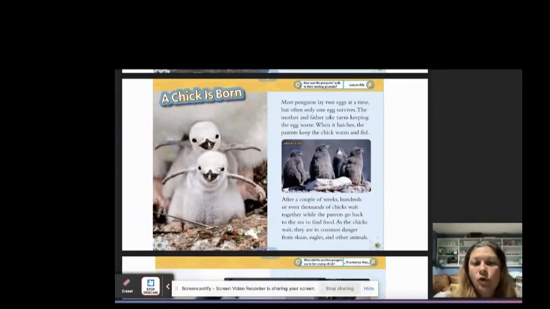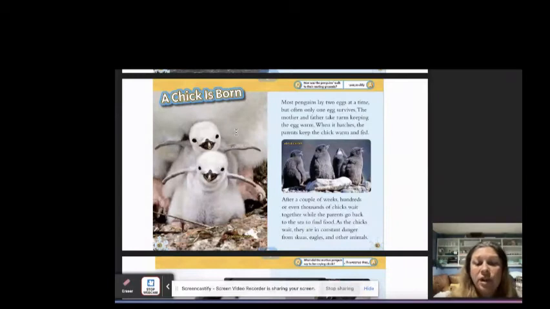A chick is born. Most penguins lay 2 eggs at a time, but often only 1 egg survives. The mother and father take turns keeping the egg warm. When it hatches, the parents keep the chick warm and fed. After a couple of weeks, hundreds or even thousands of chicks wait together while the parents go back to sea to find food. As the chicks wait, they are in constant danger from skuas, eagles, and other animals.